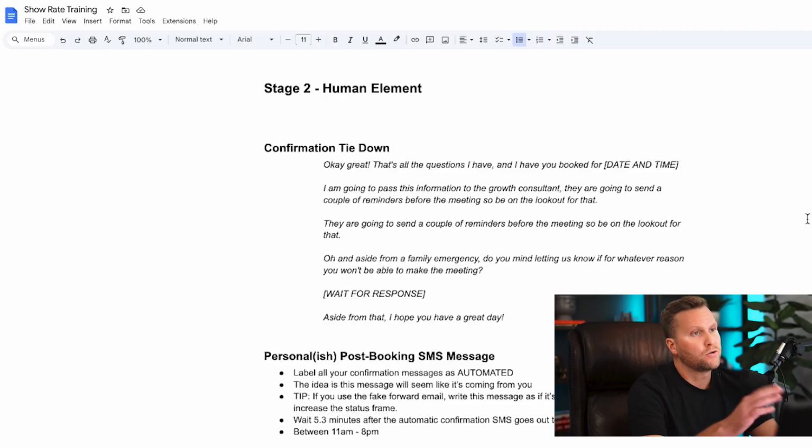All right, so that's going to wrap up stage 1, which is the technical elements. You can add those things in and see an increase in your show rate just by doing those things, not only doing those things, but also doing those things the right way. So now let's move on to stage 2, which is the human element.